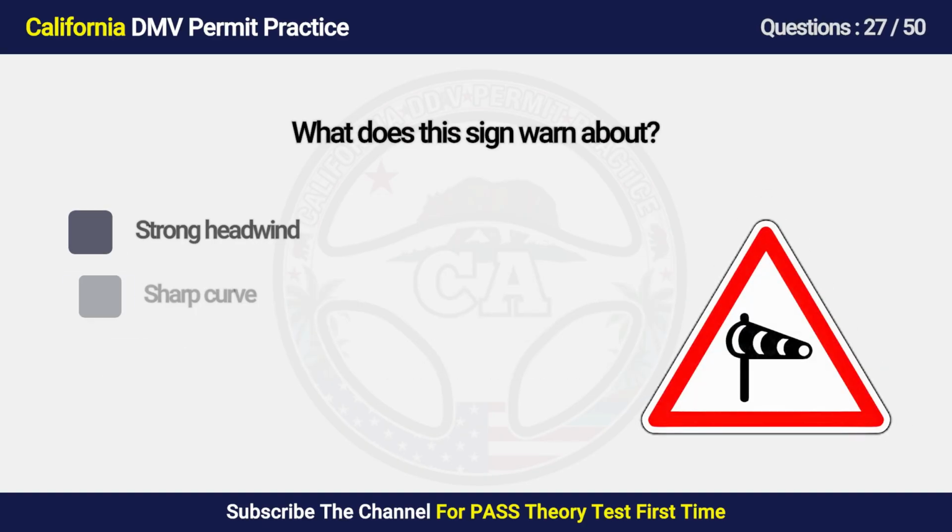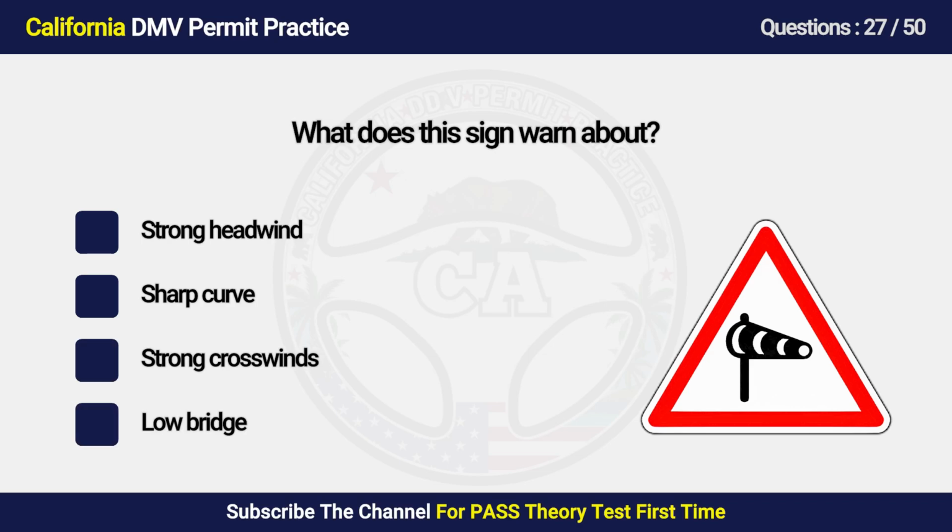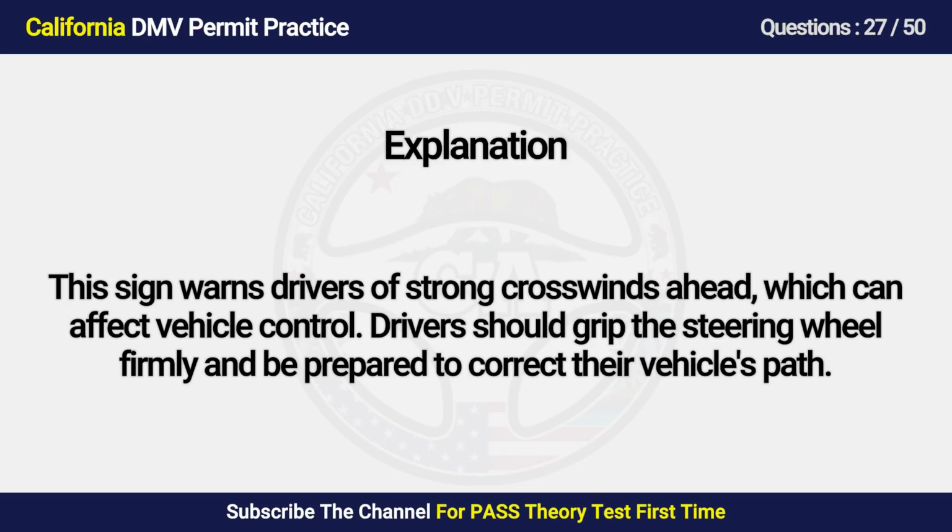Question 27. What does this sign warn about? A. Strong headwind. B. Sharp curve. C. Strong crosswinds. D. Low bridge. Answer is C. Strong crosswinds. This sign warns drivers of strong crosswinds ahead, which can affect vehicle control. Drivers should grip the steering wheel firmly and be prepared to correct their vehicle's path.